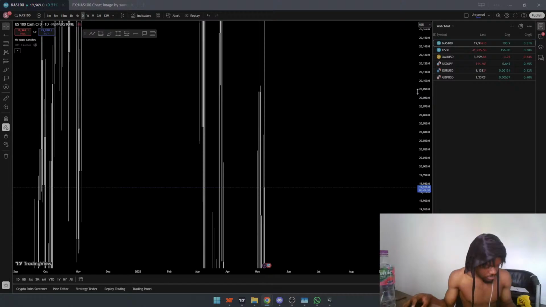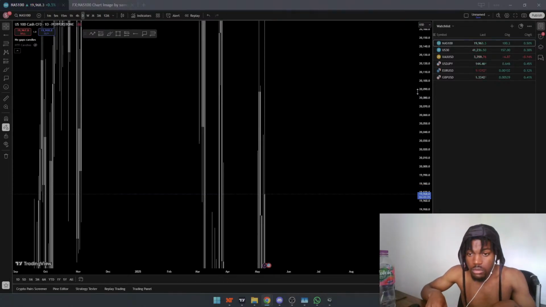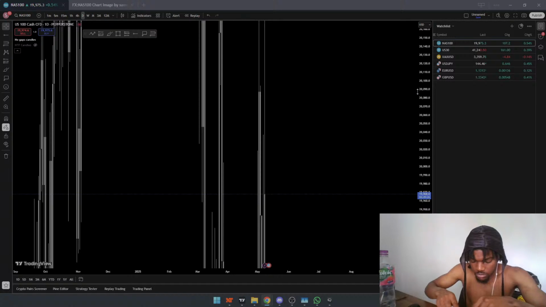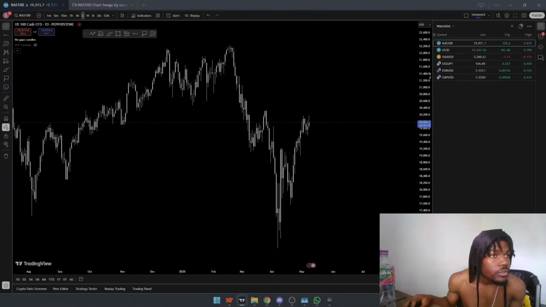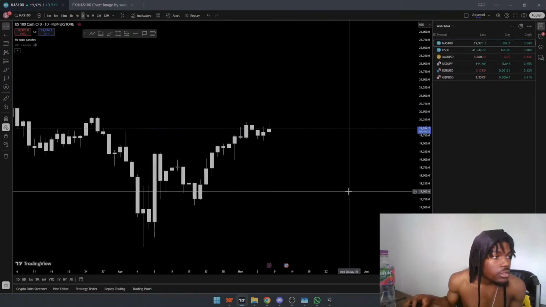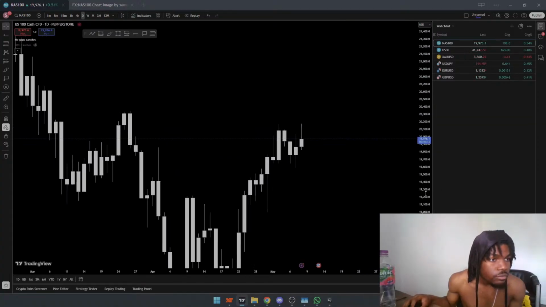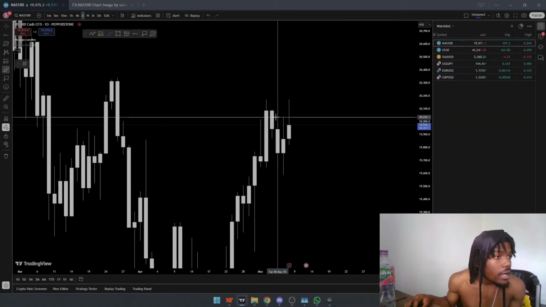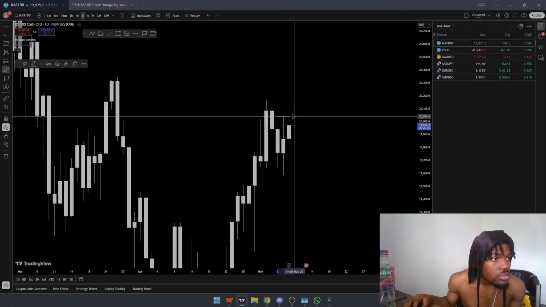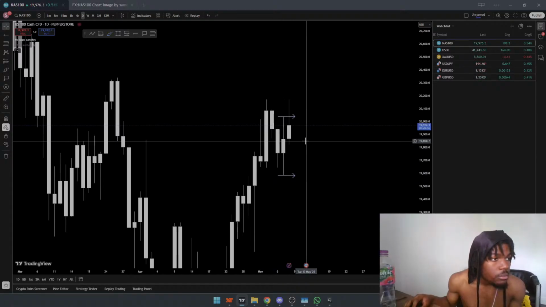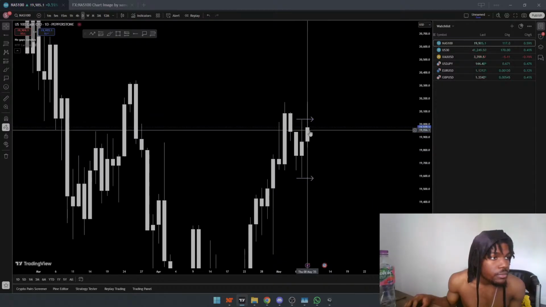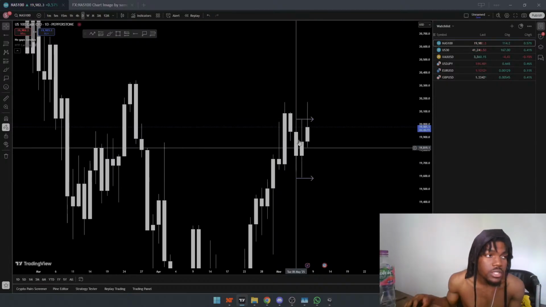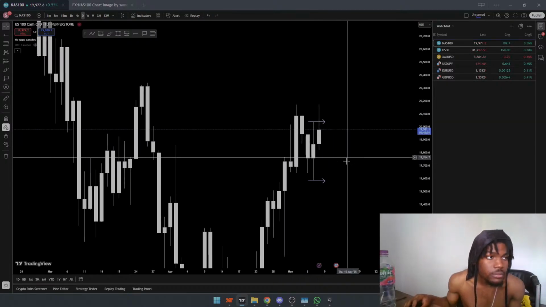So you guys know that I always start my routine on the daily time frame, and I identify the top and bottom of the daily range, the previous day candle. The rule is to pay attention to the previous candle and identify the top and bottom of it.